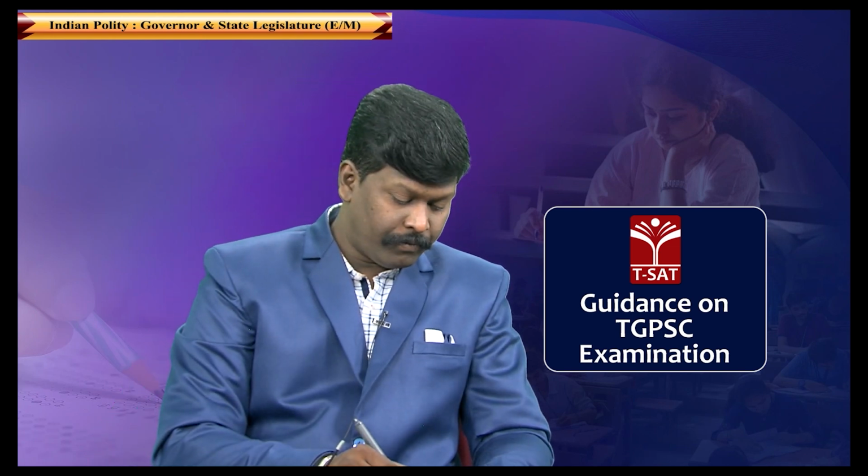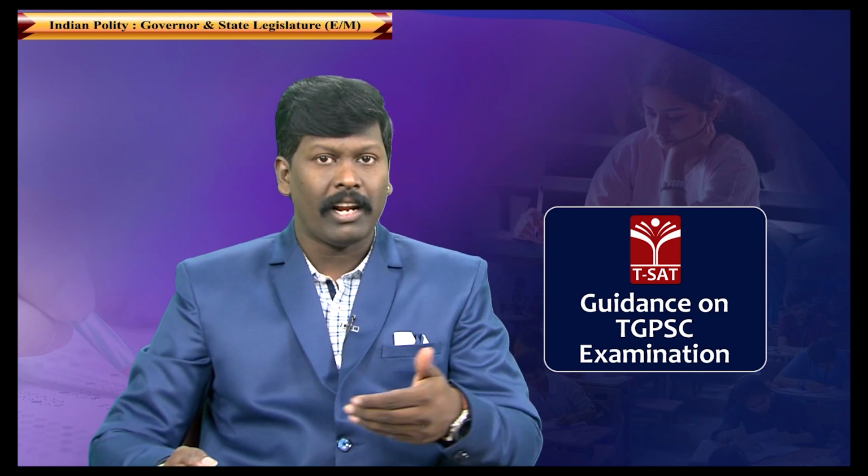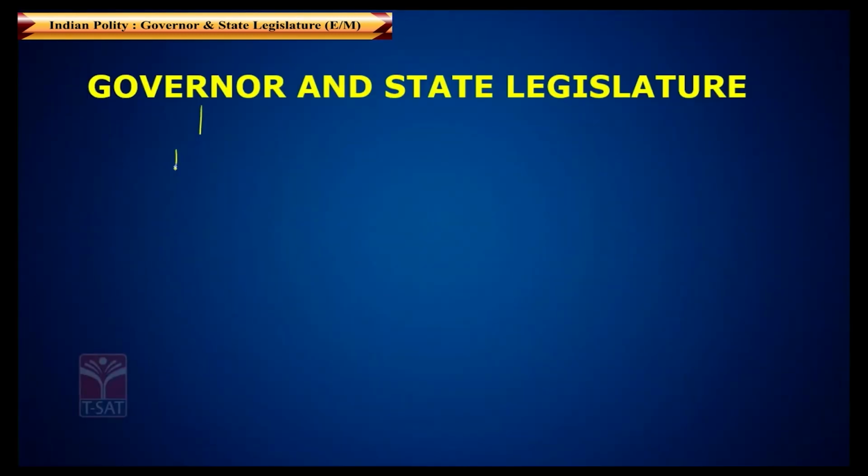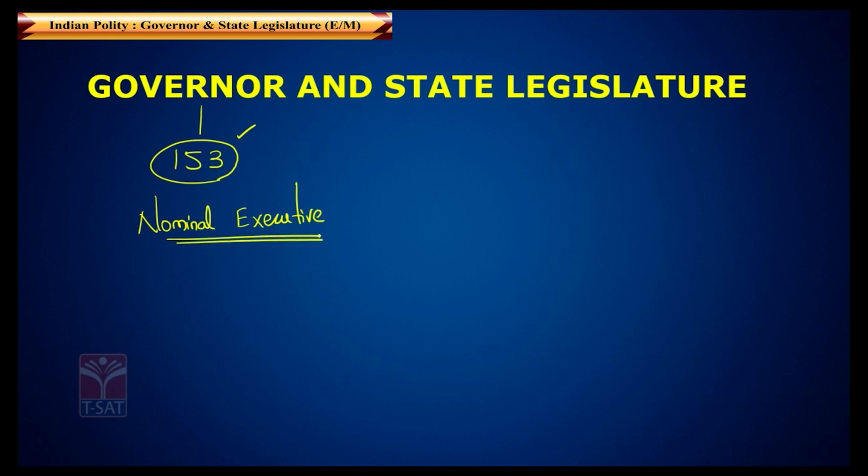Now let us see some basics about the governor and state legislature. Article 153 says there shall be a governor for each state, and this governor is the nominal executive of the state. Okay. Now, state legislature.